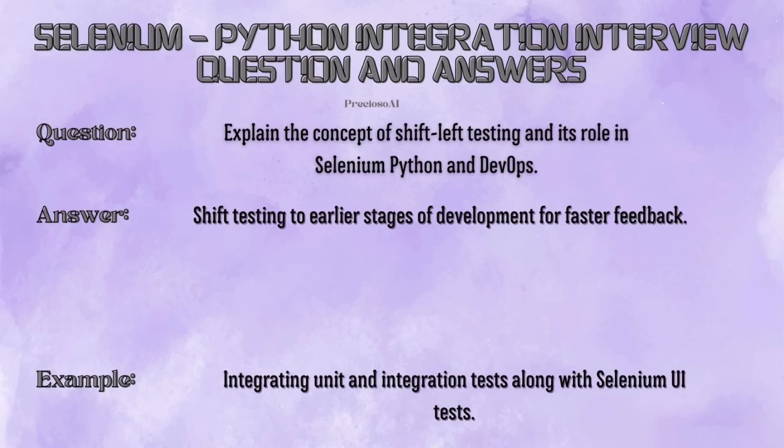Next question is: explain the concept of shift-left testing and its role in Selenium Python and DevOps. And the answer is shift testing to earlier stages of development for faster feedback, for example integrating unit and integration tests along with Selenium UI tests.